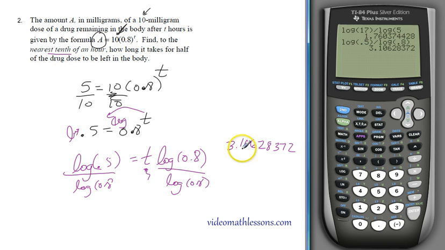Nearest tenth, once again, one decimal place. The answer is 3.1. So every 3 hours or so, that's why they tell you on the medicine every 4 hours or so, because you have to keep reloading the medicine in your body.